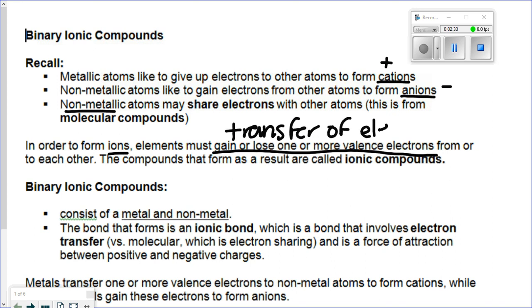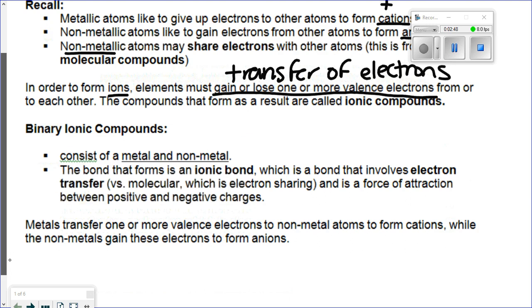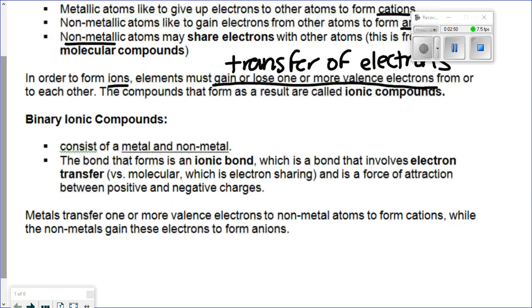Transfer of electrons. And again, the compounds that form as a result of this transfer of electrons are called ionic compounds. So today we're going to be talking about binary ionic compounds. We'll do two other ionic compound topics in the next couple of days. When we're talking about something bi, we're talking about two. So we're talking about ionic compounds that have just two elements within them.